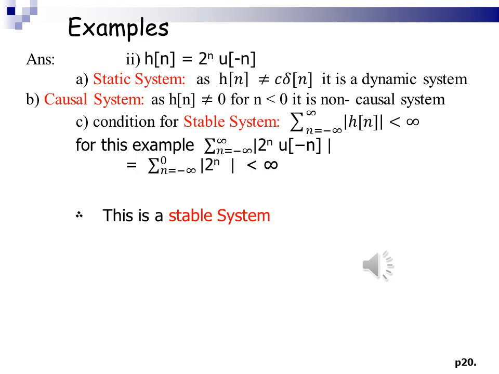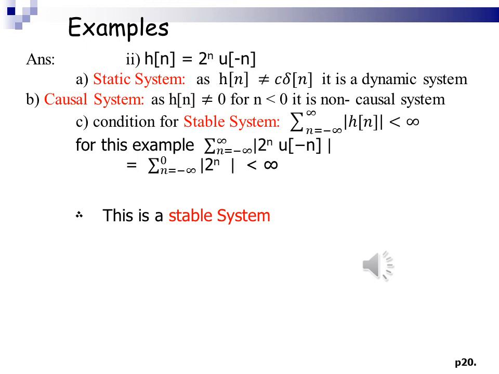Now let us start with the second example. h of n is equal to 2 raised to n into u of minus n. u of minus n is a folded step. Our normal step function starts from 0 to infinity. The folded step will start from minus infinity to 0. So this is about u of minus n.